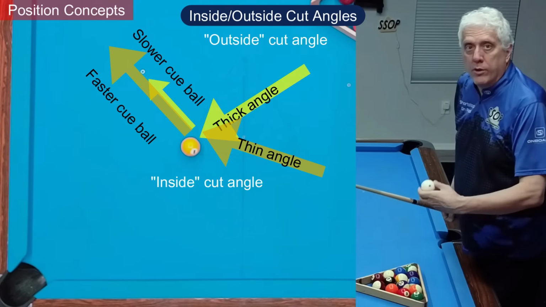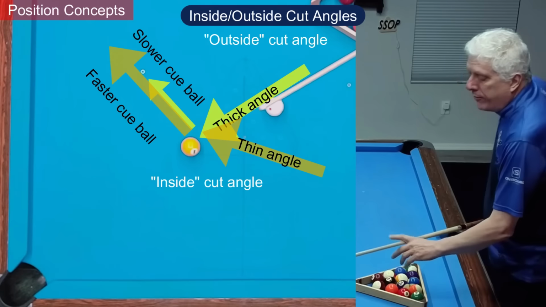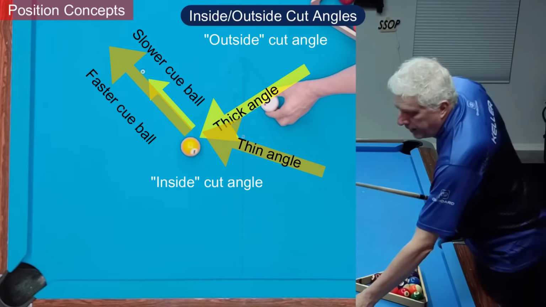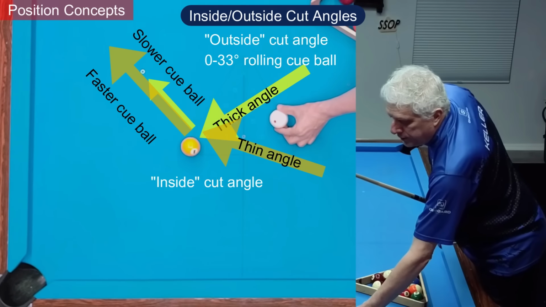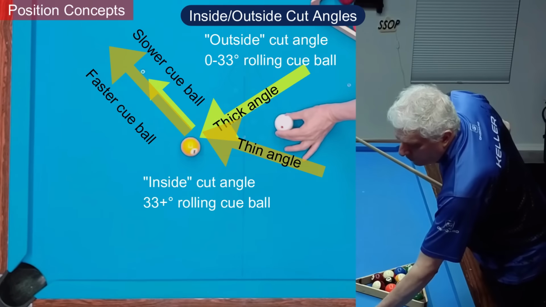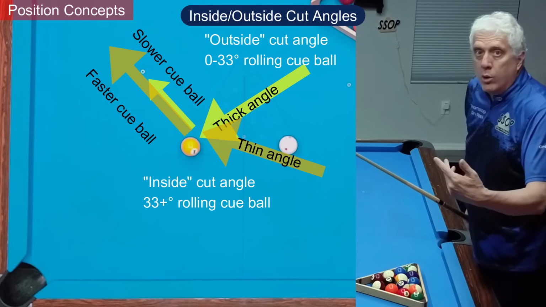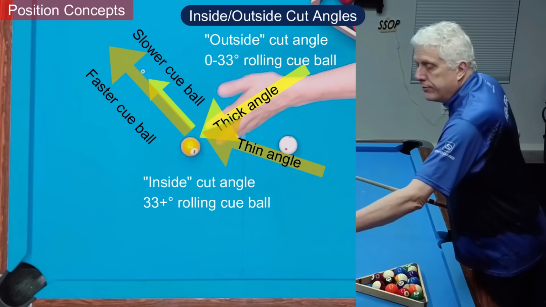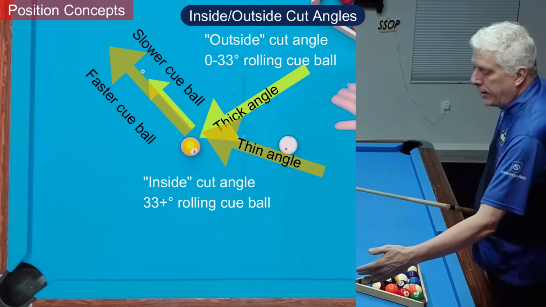When your cue ball is rolling, that's generally when you're hitting it above center or hitting it softer, anything from 0 to 33 degrees is an outside cut angle. When you get over 33 degrees with a rolling cue ball, then the cue ball leaves the collision faster, and that's an inside cut angle.